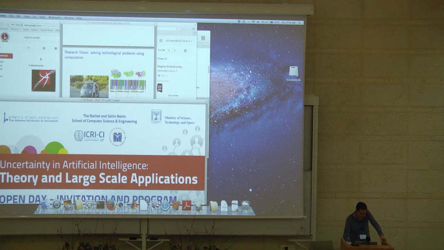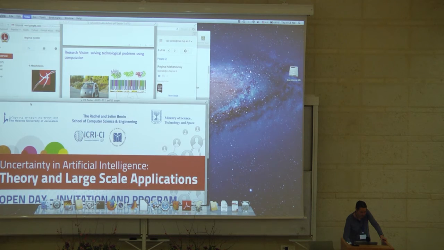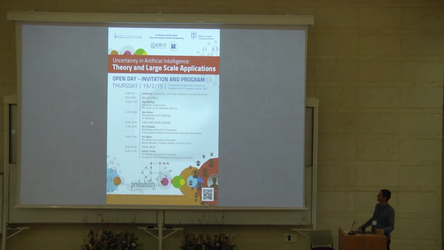I think the open day today is really a prime example of the kind of research that we think is part of the vision of our school. Uncertainty and artificial intelligence, really, if we want to solve technological problems using computation, we need strong theory and we need to reckon with uncertainty. And I think the exciting lineup of talks that we have for the rest of the day will help us see what is the forefront of research these days worldwide in this area. So with that, I would like to introduce our first speaker.